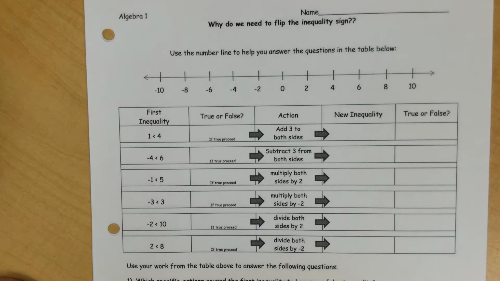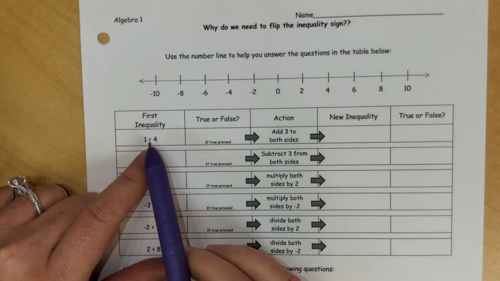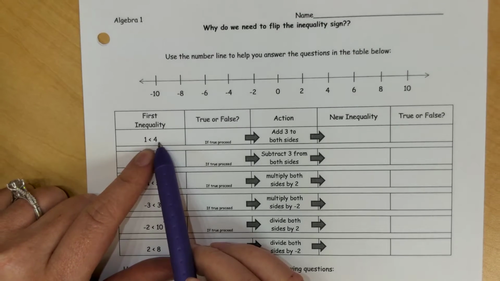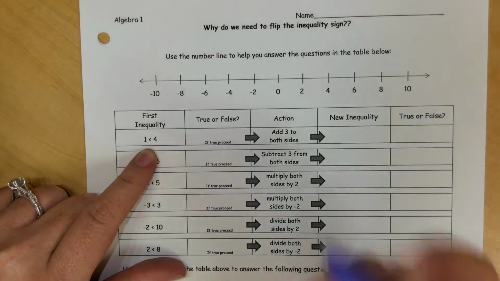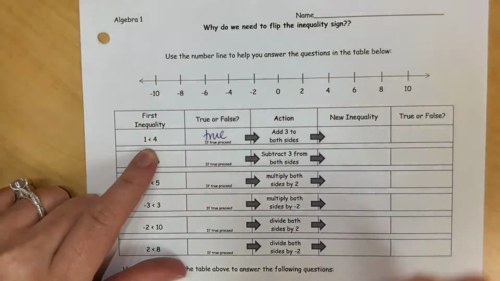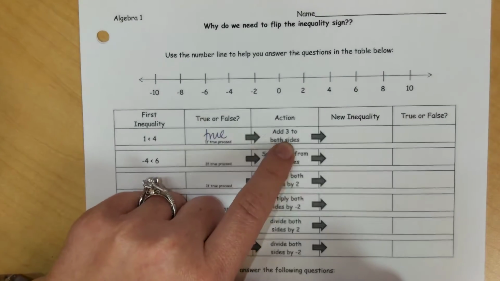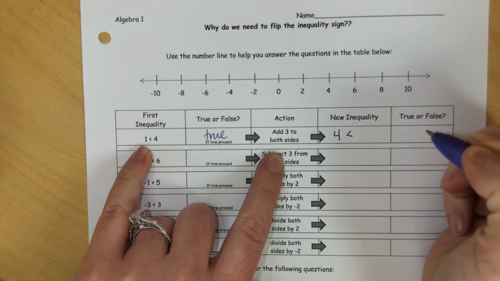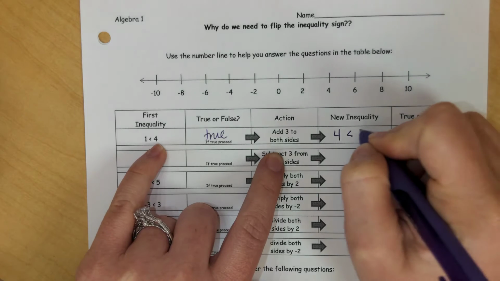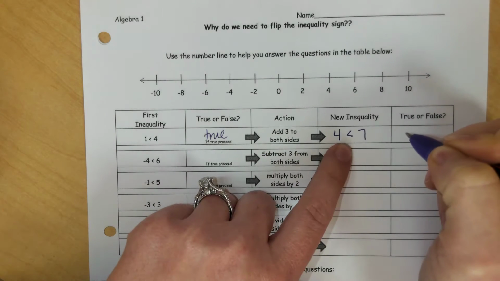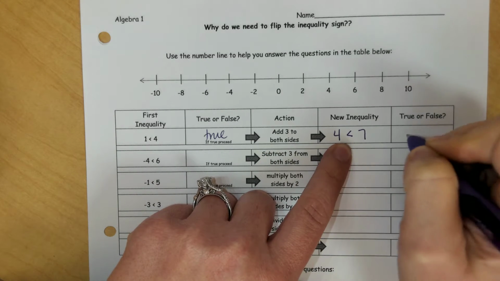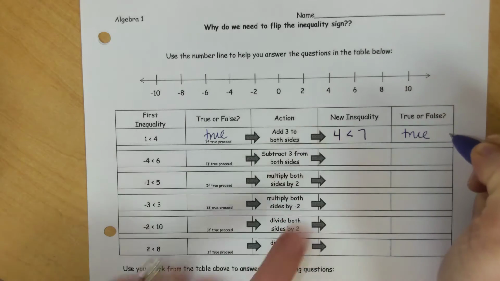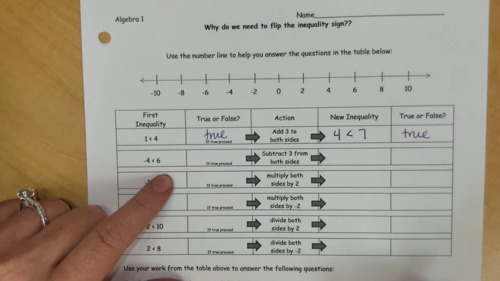So first off, we're going to start here at 1 is less than 4. Okay, is 1 less than 4? Yes, it is. So if that's the case, we're going to add 3 to both sides. Well, 1 plus 3 is 4. I'm going to keep that less than symbol. And 4 plus 3 is 7. And then the question now is, is 4 less than 7? Yes. Alright, so let's go to the next one.